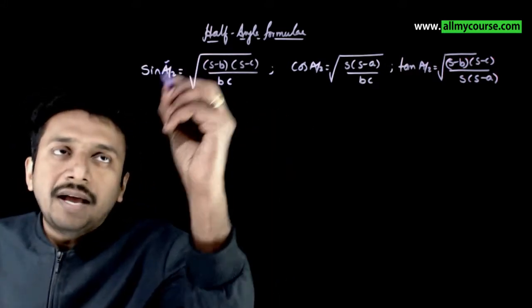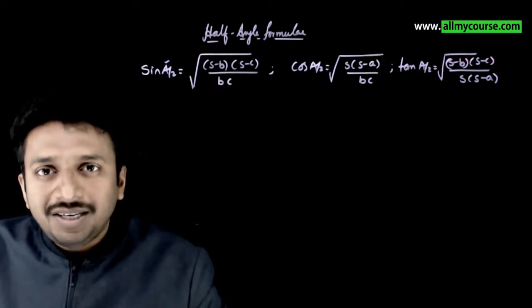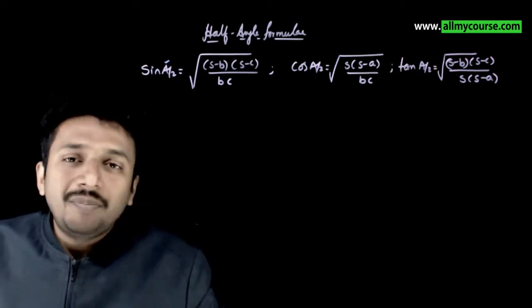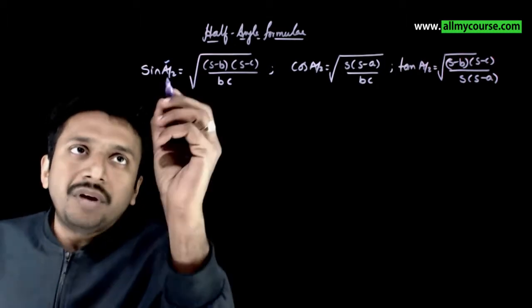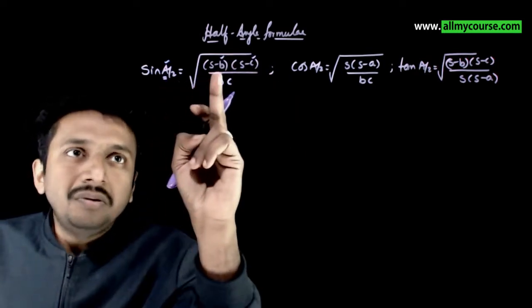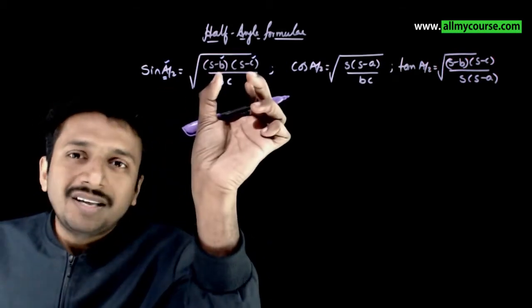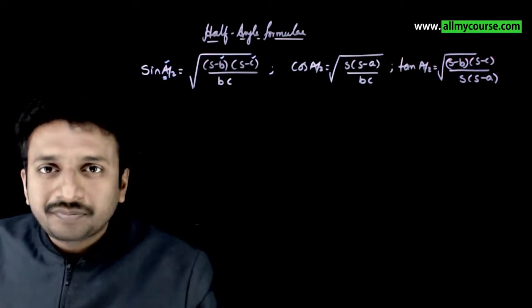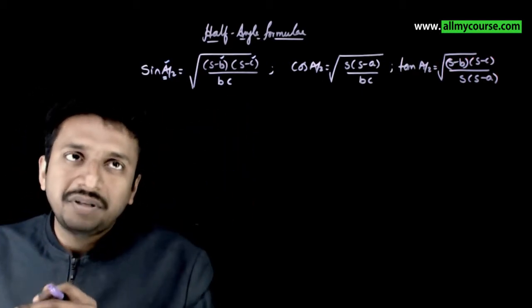So A is the angle of a triangle. Small a, small b, small c are the sides which we have already discussed. So how do we get these formulas? Sin A/2 is equal to root of (S minus B) into (S minus C) by BC. If you have sin A/2 here, you get B and C here. If you have B/2, you get A and C. If you have C/2, you get A and B. And whatever sides come in the numerator, those sides come in the denominator also. These formulas are based on the cosine rule which you have derived.